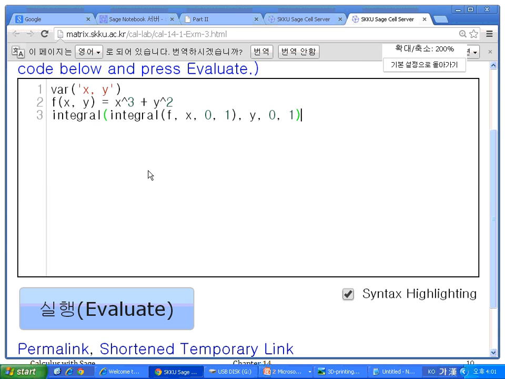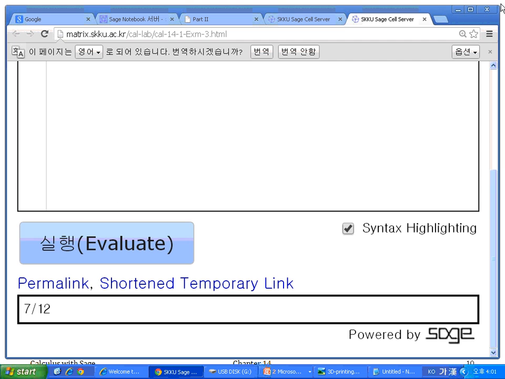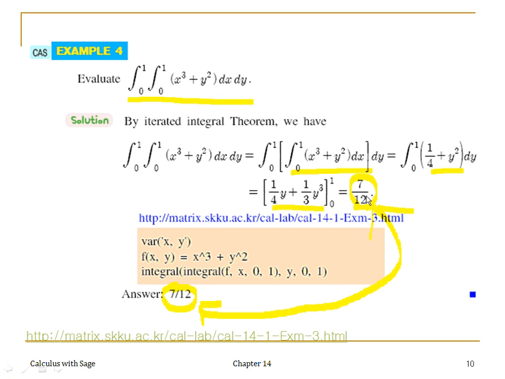Okay, integrate x cubed plus y squared. We integrate f with respect to x from 0 to 1 first, then integrate this one with respect to y from 0 to 1, which gives us 7 over 12, which we had.